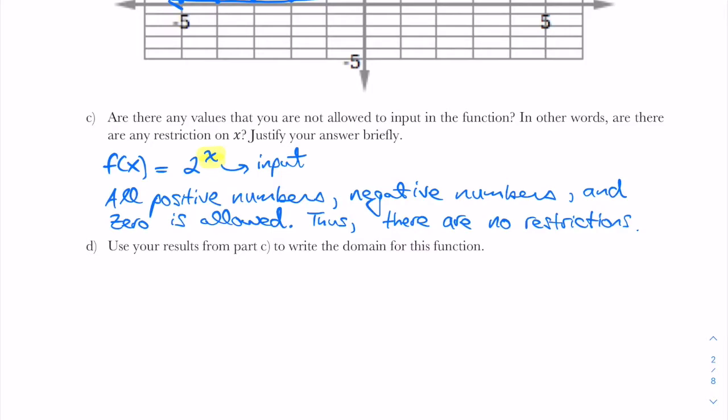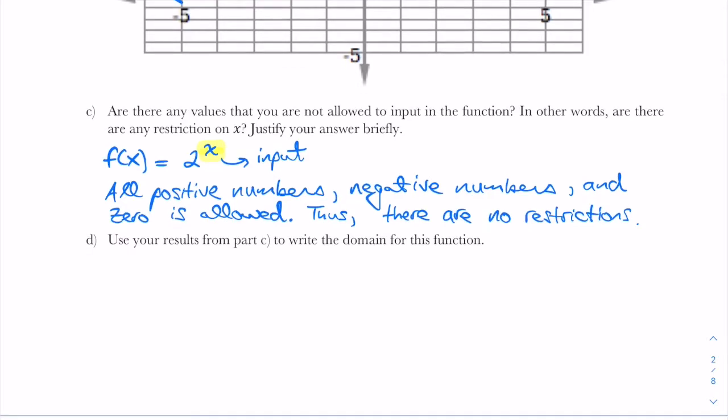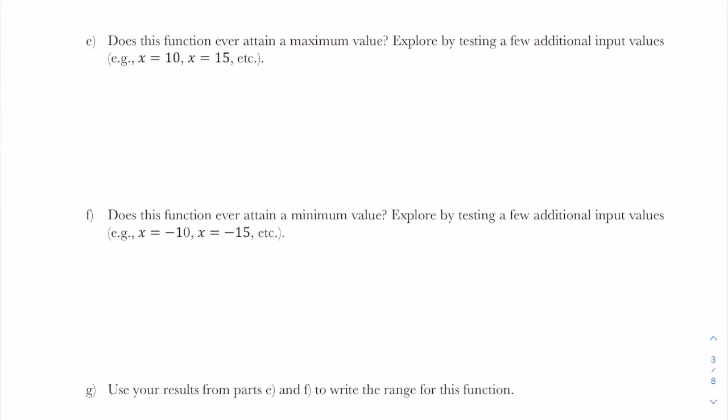And we're going to use this now to write the domain in part D. So as I just mentioned, if you're allowed to plug in any number that you want and there are no restrictions, then this tells us that our domain is equivalent to the set of real numbers. Part E now is going to involve us coming up with a range.